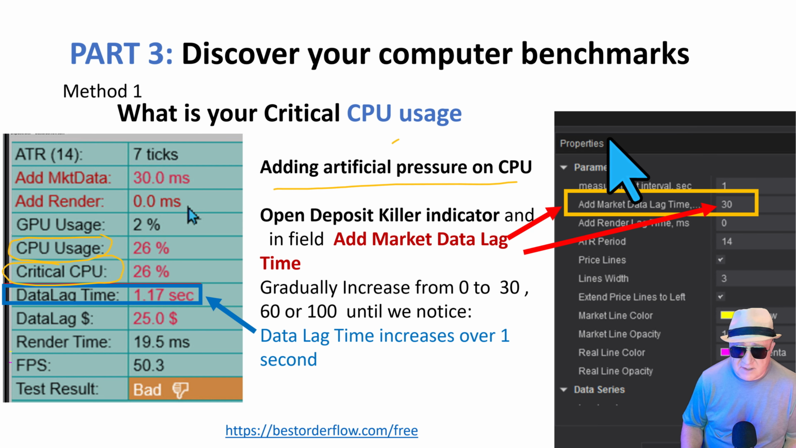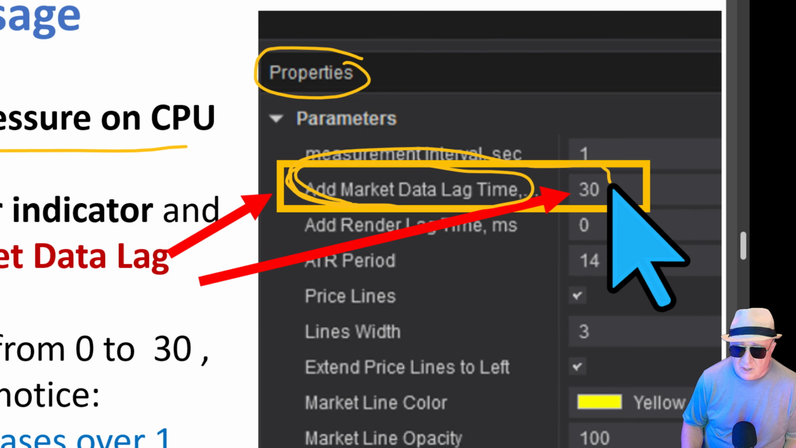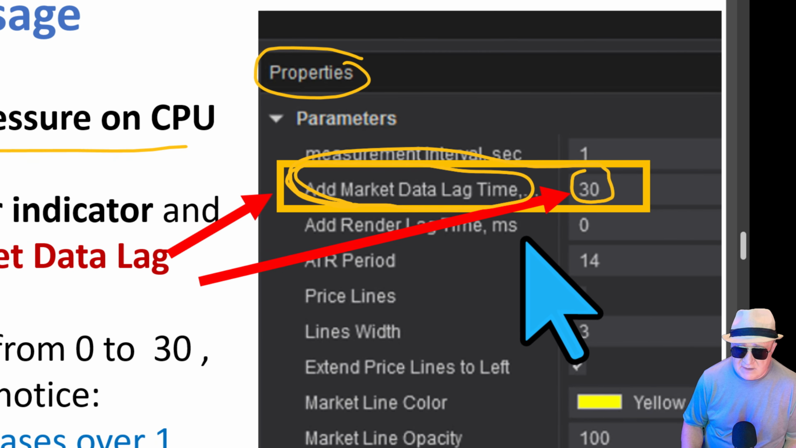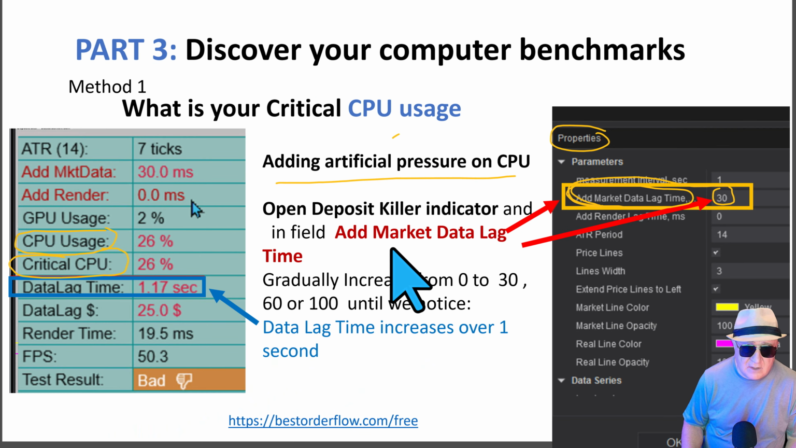Open the properties for the deposit killer indicator, and then we're gonna start by getting more into the market data lock time. Okay, this parameter, the first one, add market data lock time. We're gonna start gradually increasing from like 20, 30, 50. In this case, we added only like 30 right over here. And it will be reflected on the deposit killer indicator.